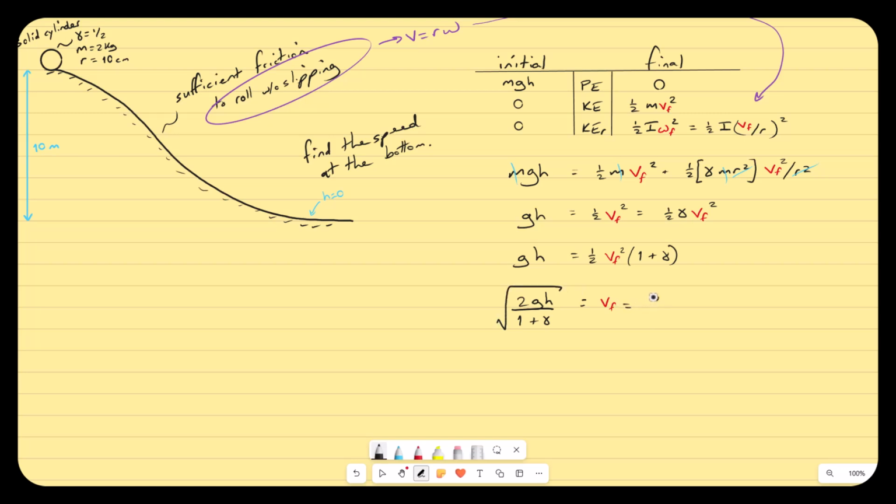I can plug in some values. 2 times g times h is 10 meters over 1 plus gamma. It's a solid cylinder, so a half. And I can plug those numbers in, and I get 11.5 meters per second.